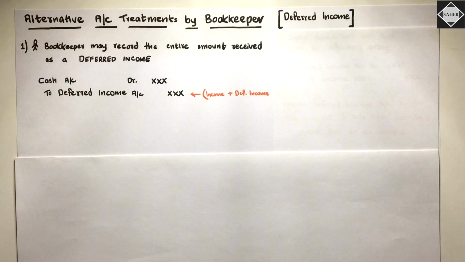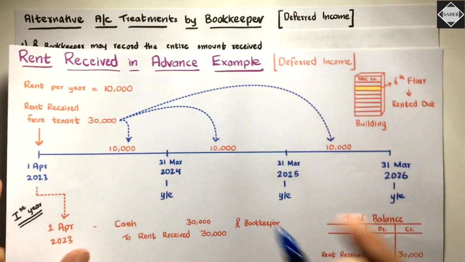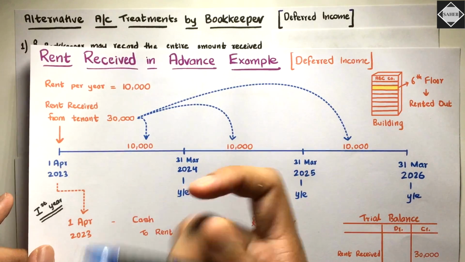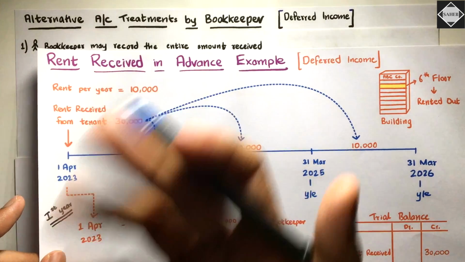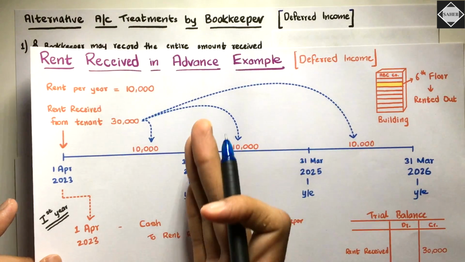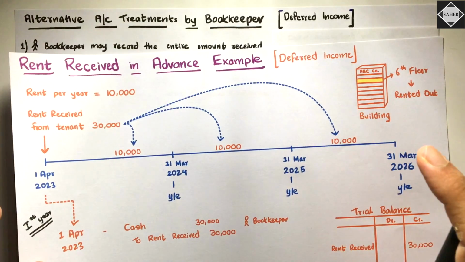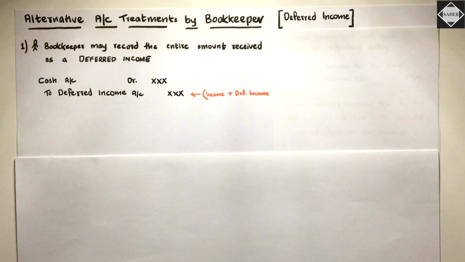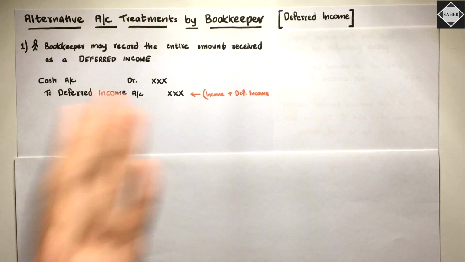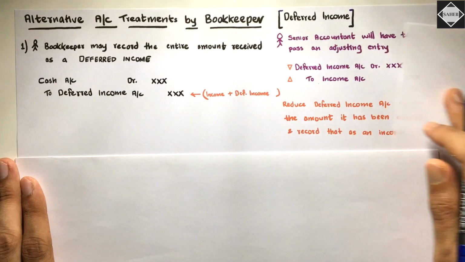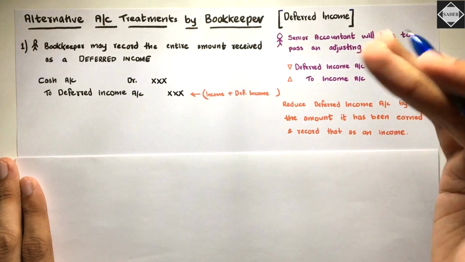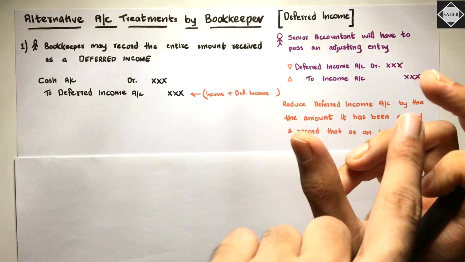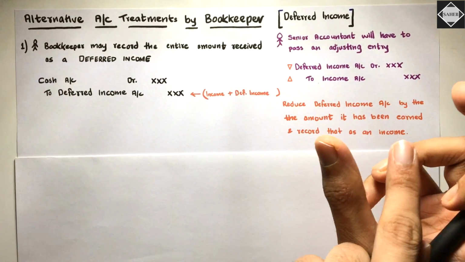At the end of the first accounting period, 10,000 service we have provided, so 10,000 we have earned. It has to go to the normal income account and to profit and loss. But the remaining 20,000, for which we have not yet provided the service, needs the deferred income account only. So the senior accountant will have to pass an adjusting entry to reduce the deferred income by 10,000, the income which we have earned at the end of the first accounting period.